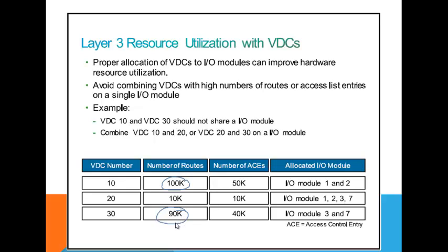So that's why here in the example it is explained, you can group VDC 10 and VDC 30. These two can share. So this module and this module can be shared. I'm sorry, I'm saying the opposite. This and this modules can be shared because they got 10 and 100.